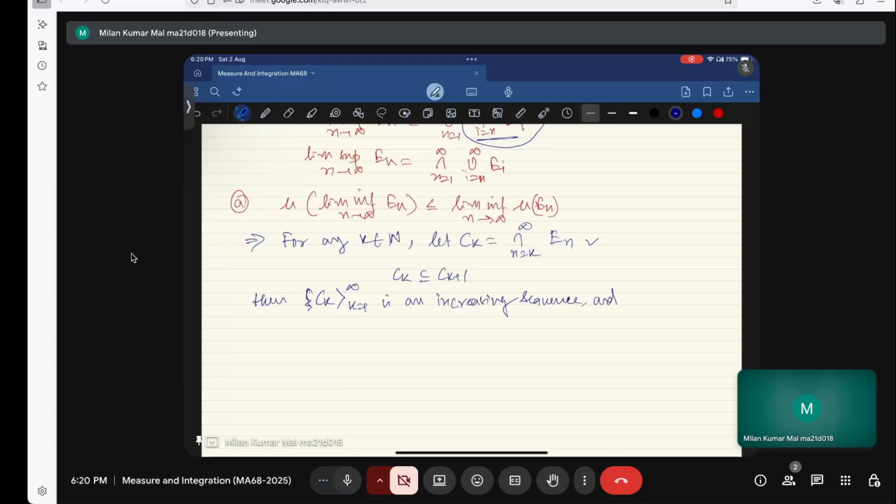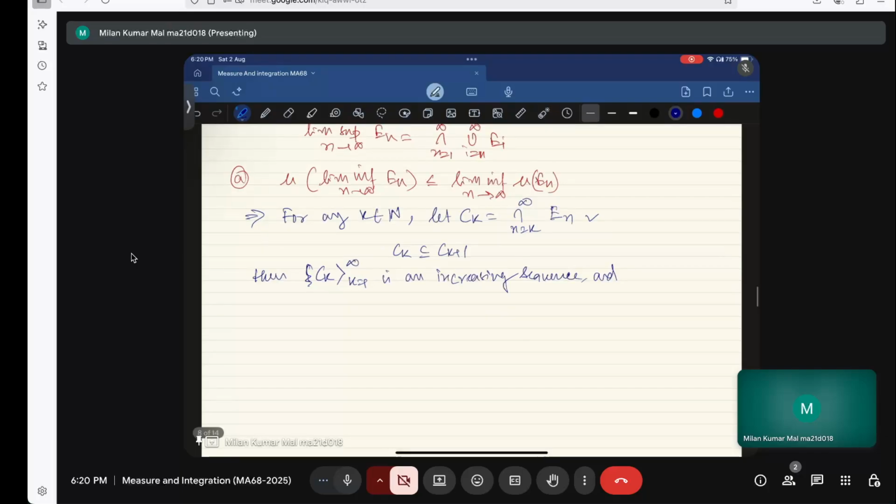Then we know that mu is a measure. There is a theorem discussed in the class that I'll state: if mu is a measure on a sigma ring, then it is continuous from below. Yeah, that will be needed here.